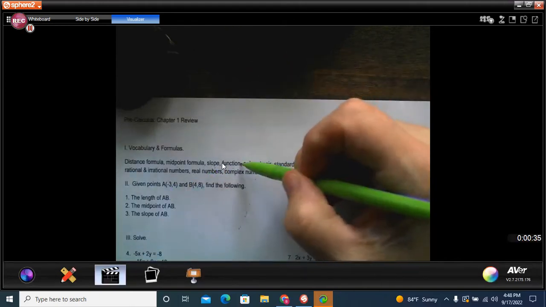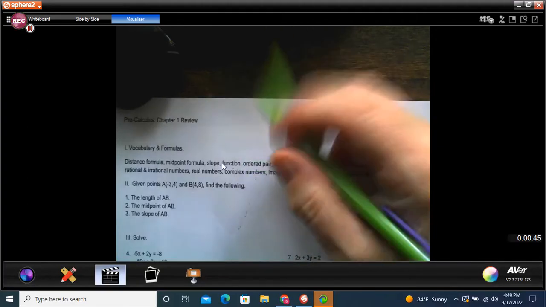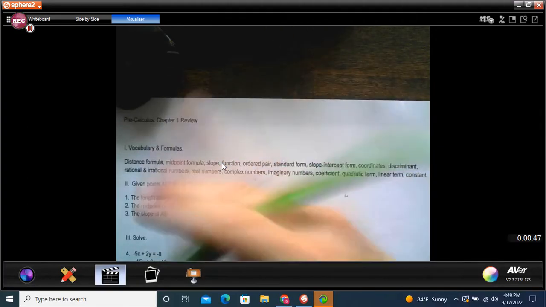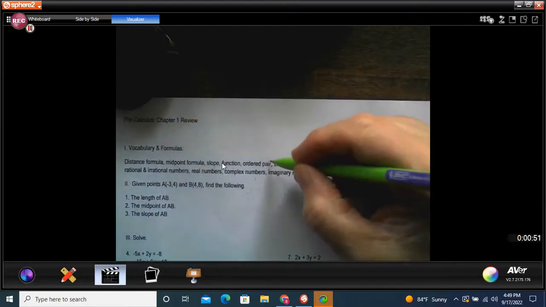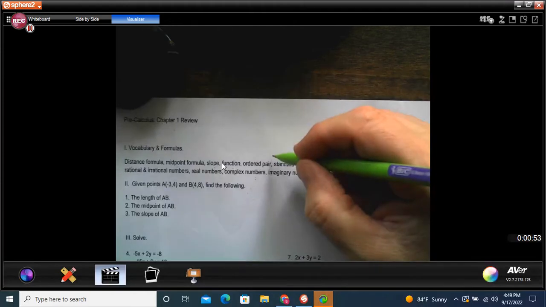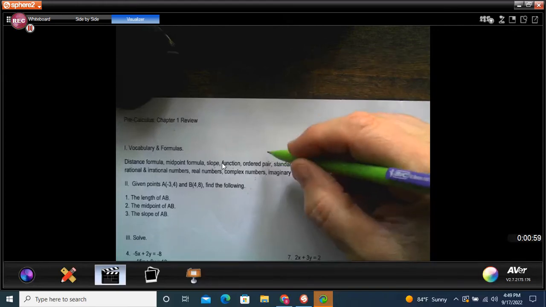But anyway, definition of a function. A function is a one-to-one relationship. For every y value, there's one and only one x value. The vertical line test is used to determine that. Ordered pair. An ordered pair is the way we tell where we are on the coordinate system. An ordered pair would be like (2, -3), or something like that.